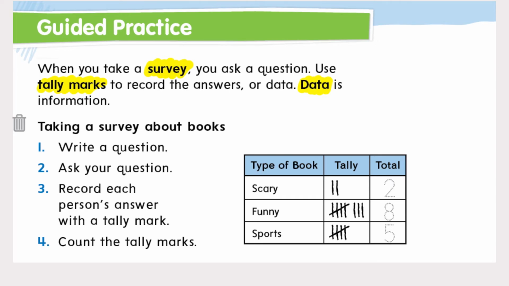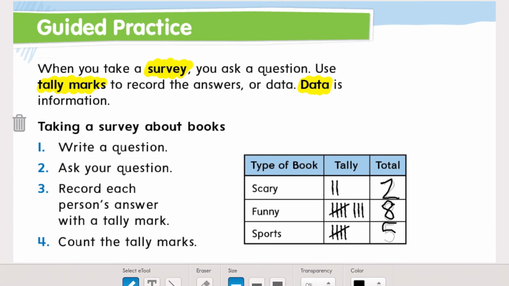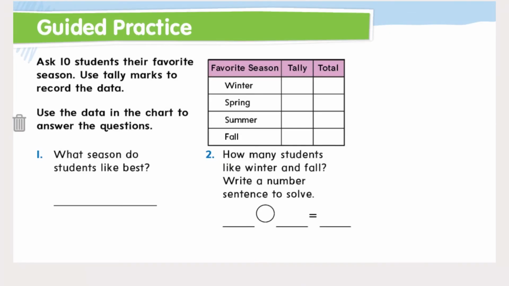So, taking a survey about books, first you would write a question. So the question might be, what are your favorite types of books, right? Then you're going to ask the question. You'll record each person's answer with a tally mark and count the tally marks. So in this case, they asked what type of book was their favorite. 2 friends voted for scary, 8 voted for funny, 5 voted for sports.